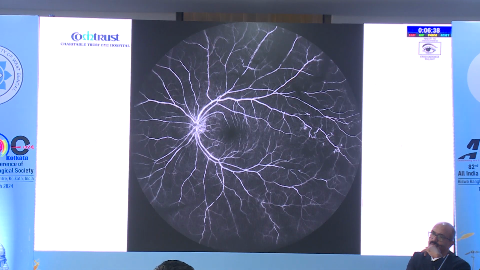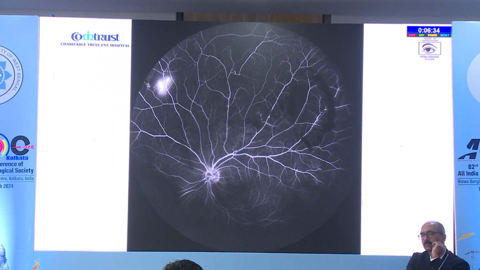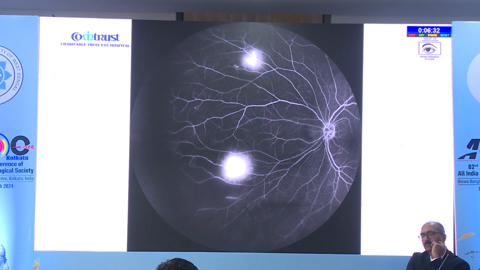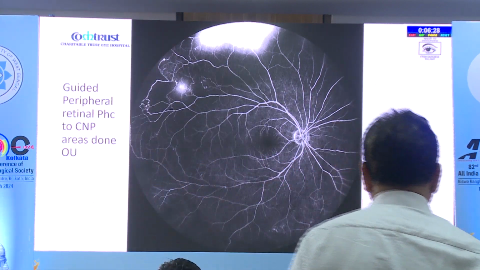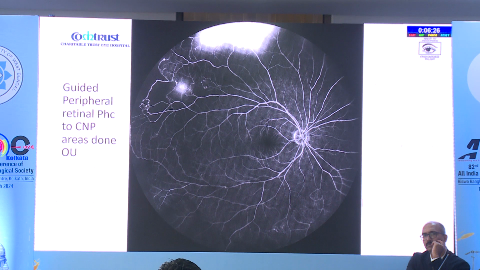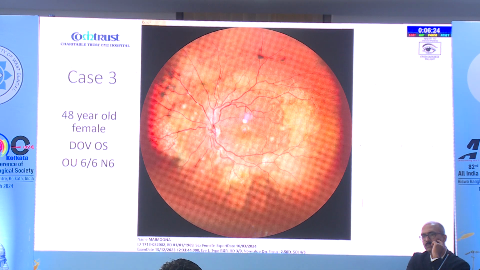here also the angiography clearly shows the capillary non-perfusion areas as well as the neovascularization. So we could do a well-guided photocoagulation to the peripheral CNP areas for this patient, so that the new vessels regressed well post-treatment.